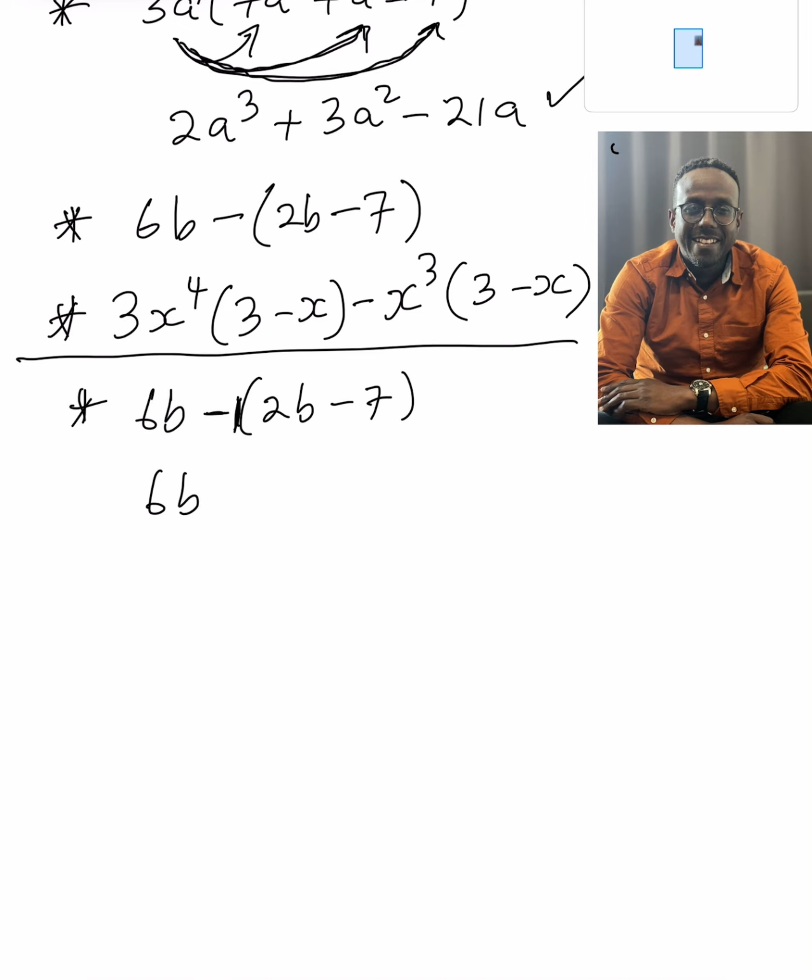Now minus 1 times 2b is minus 2b. Then this minus 1 times minus 7 gives us a plus 7. Now here in this case we have 6b and we have 2b. These are like terms that you can solve. 6 lots of b minus 2 lots of b gives us 4 lots of b plus 7. And that's our final answer.